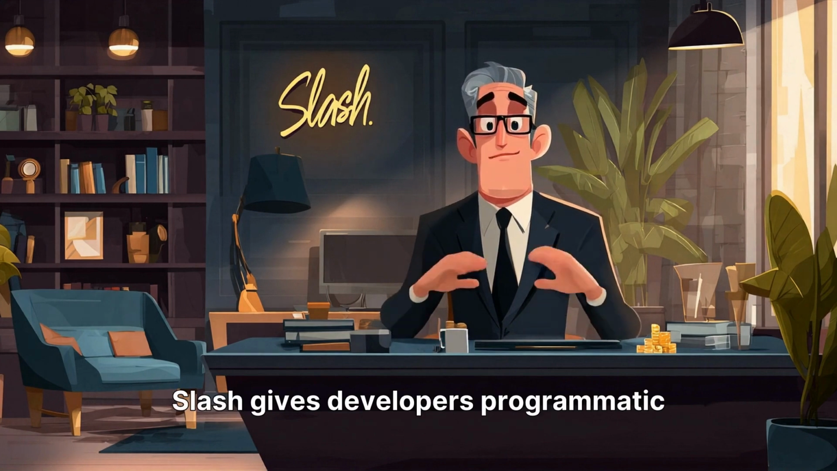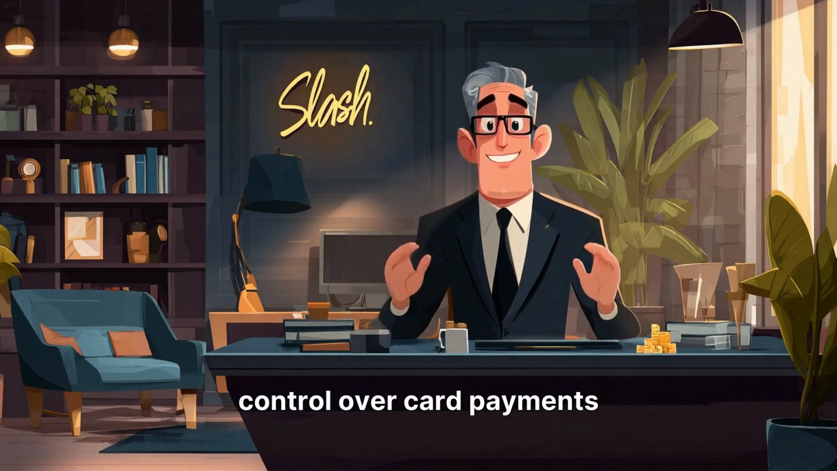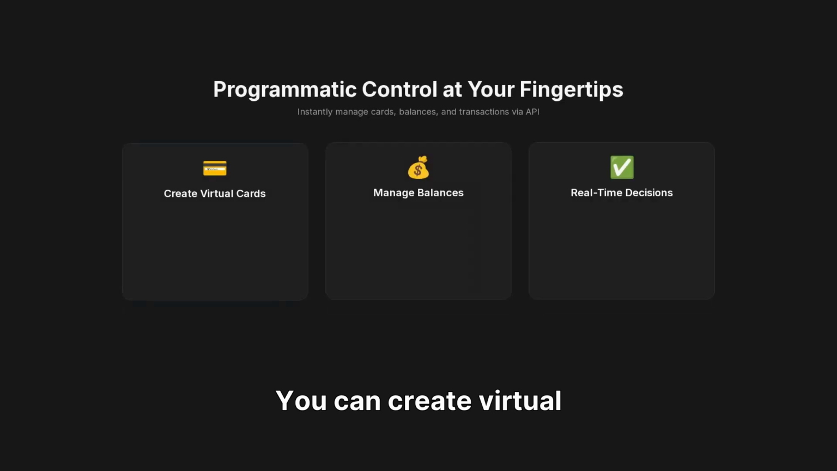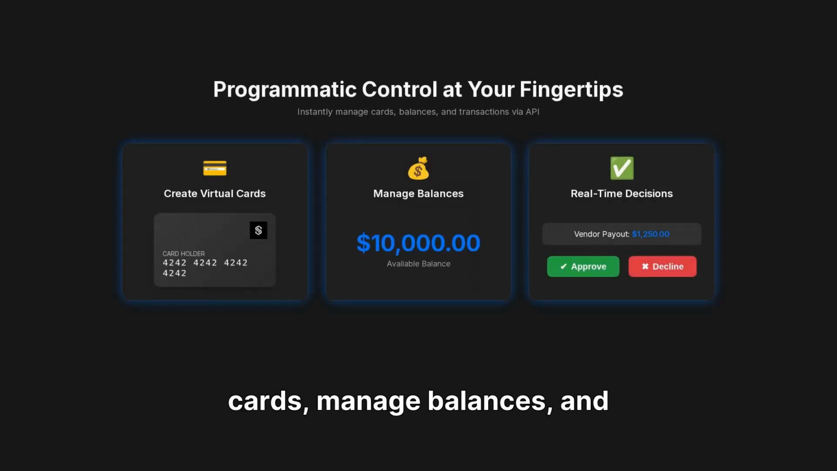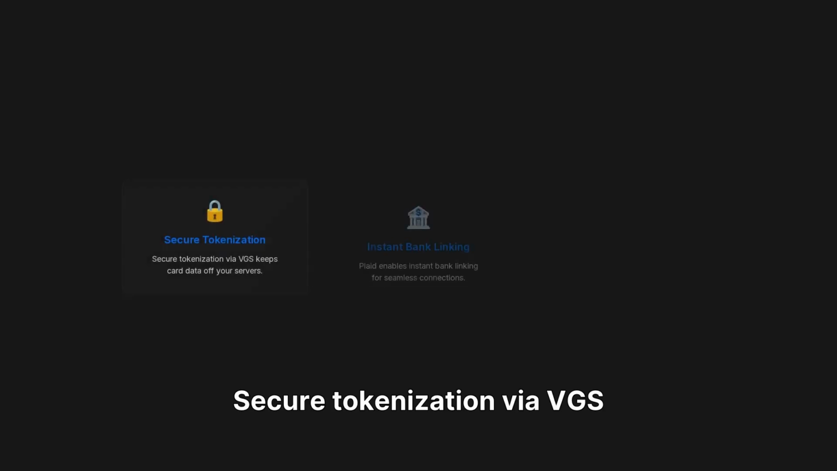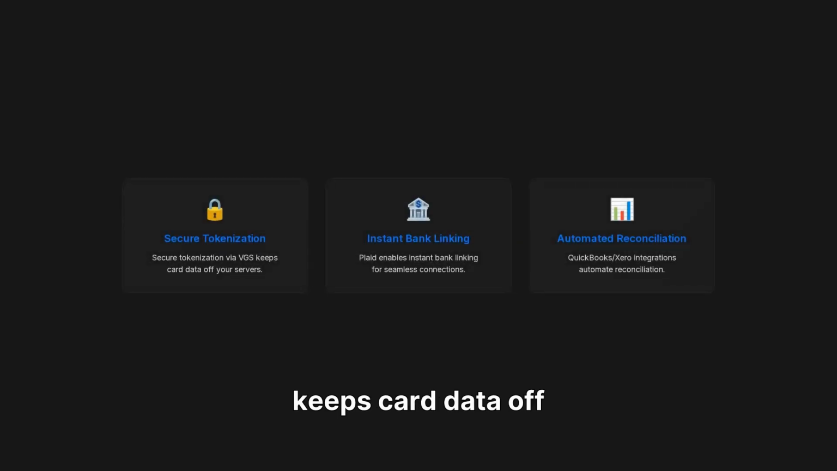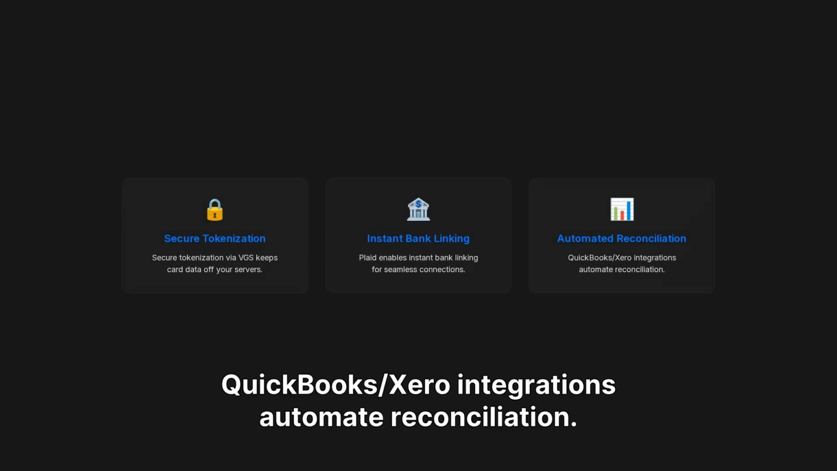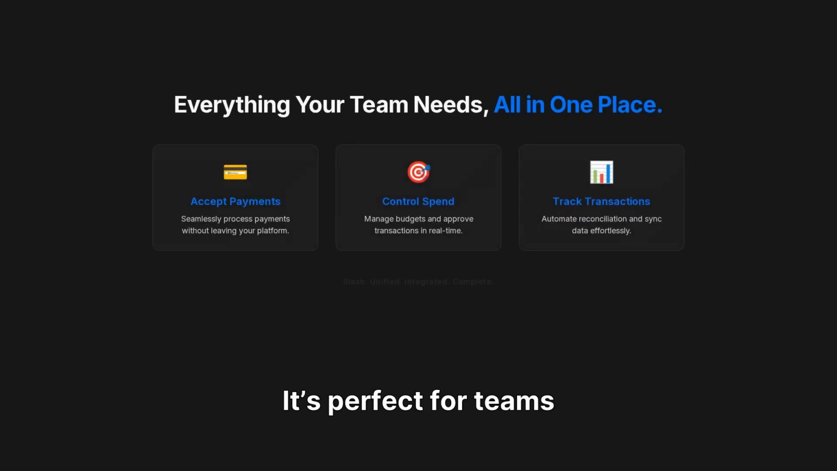Slash gives developers programmatic control over card payments and accounts. You can create virtual cards, manage balances, and approve or decline transactions in real time. Secure tokenization via VGS keeps card data off your servers. Plaid enables instant bank linking, and QuickBooks/Xero integrations automate reconciliation. It's perfect for teams needing to accept payments, control spend, and track transactions in one place.